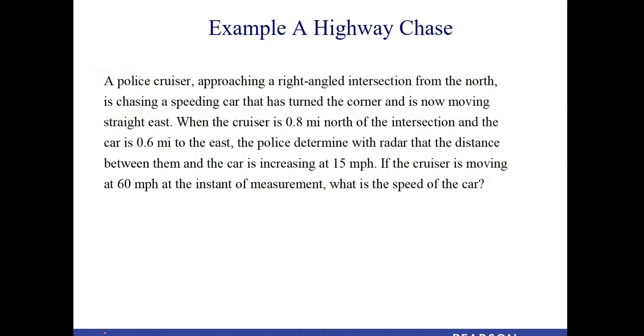Alright, so let's do a problem together. Write down the critical information. A police cruiser approaching a right-angled intersection from the north is chasing a speeding car that has turned the corner and is now moving straight east. When the cruiser is 0.8 miles north of the intersection and the car is 0.6 miles to the east, the police determine with radar that the distance between them and the car is increasing at 15 miles per hour. If the cruiser is moving at 60 miles per hour at the instant of the measurement, what is the speed of the car?